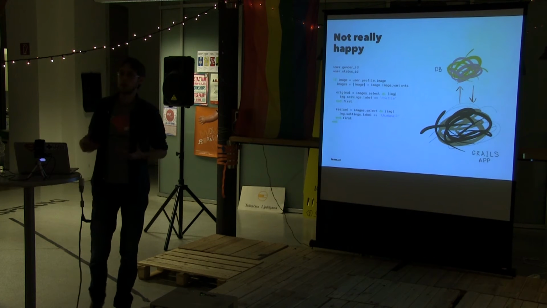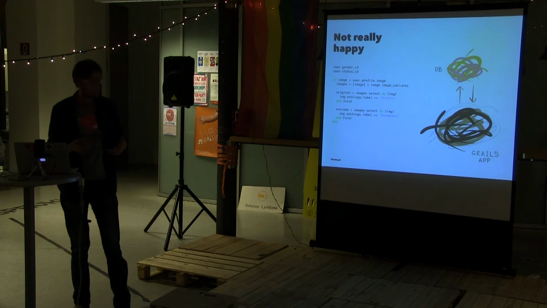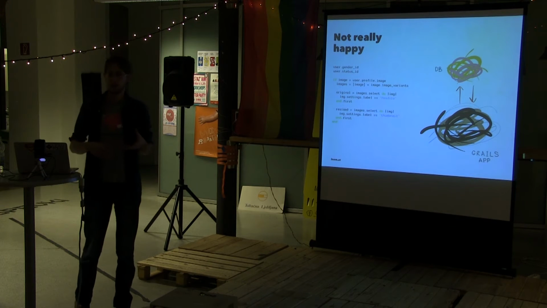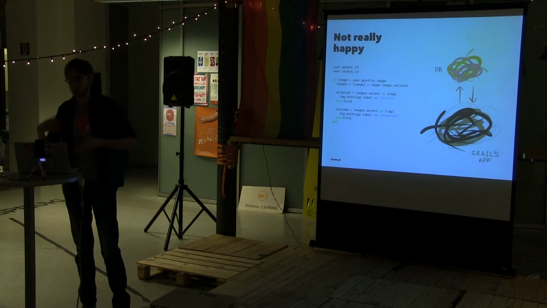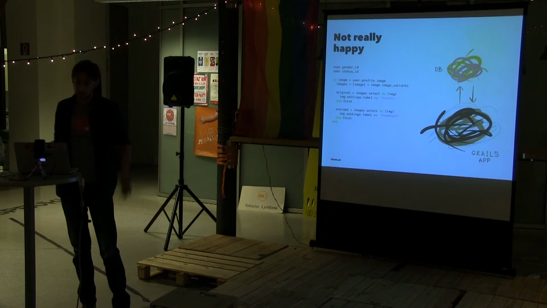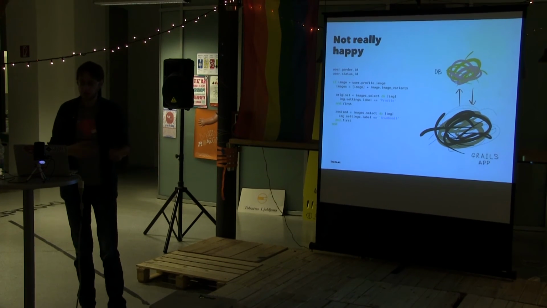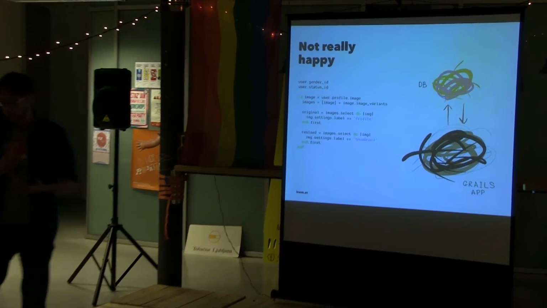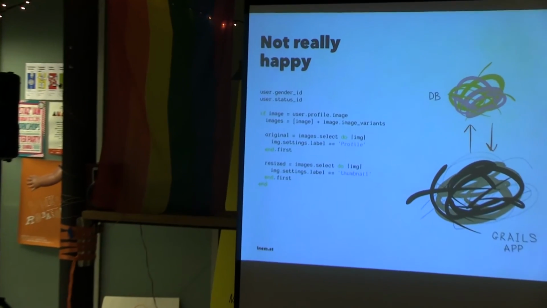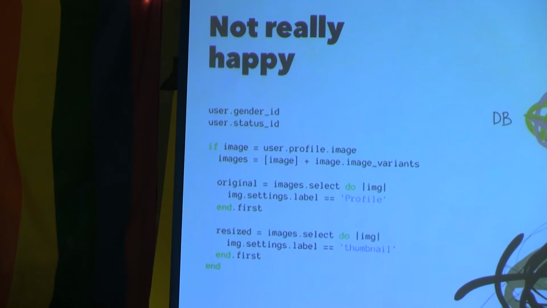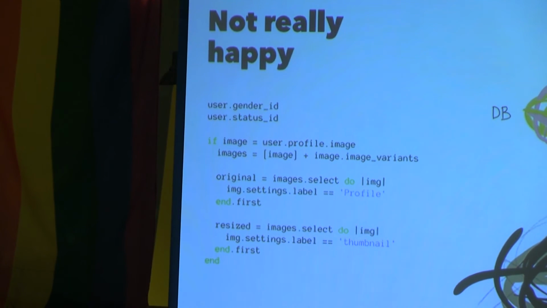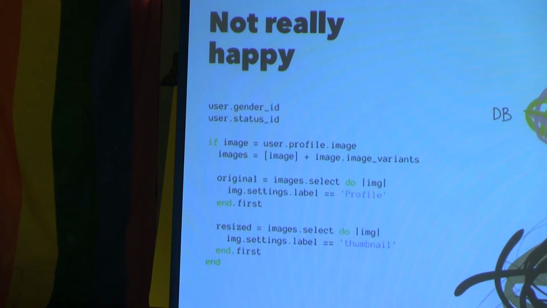And it was that normalized that there was a separate table for statuses, and it had 3 rows in it, and a separate table for genders, and it had 2 rows in it. And in user, I had them represented not as strings, but as IDs. And to store the original profile image and a resized profile image, there were 5 additional tables.